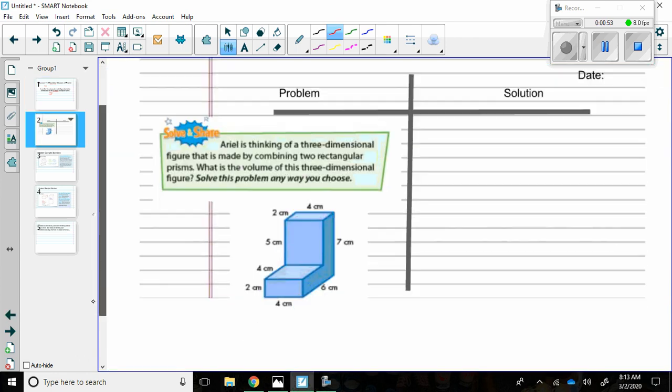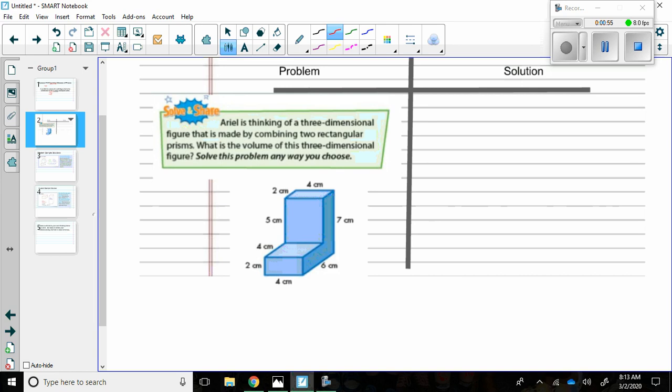And here is our solve and share. Once again, as you look at the shape, you can tell we're going to be combining the volume. It says Ariel is thinking of a three-dimensional figure that is made by combining 2 rectangular prisms. What is the volume of this three-dimensional figure?